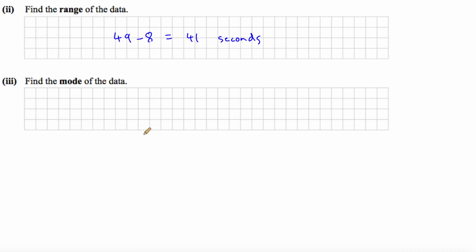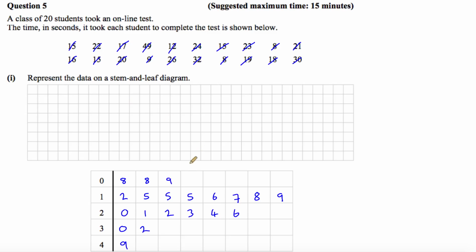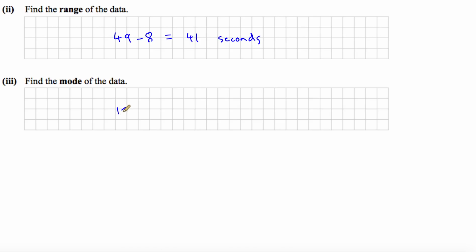And then it says find the mode of the data. And the mode is the most common. MO for mode, MO for most. So the mode of the data would be the number that appears most often. And we can see there that that is 15, because 15 appears once, twice, 3 times. So the mode is 15 seconds.